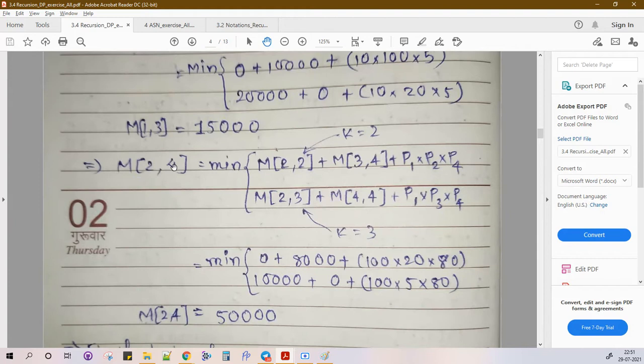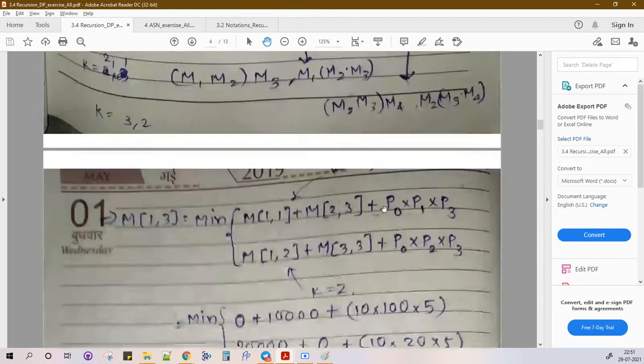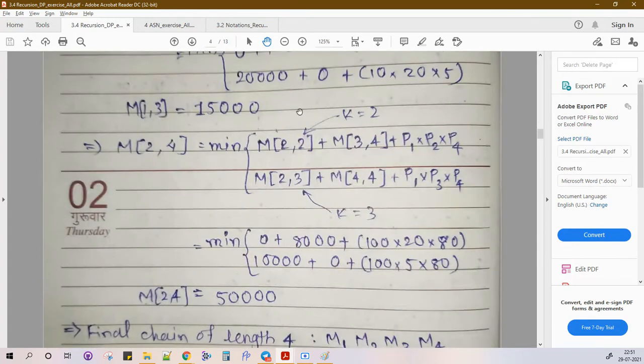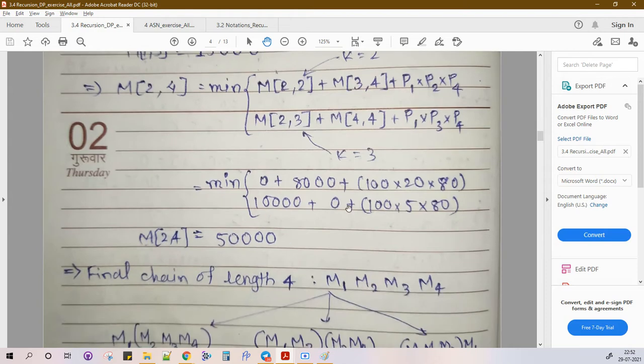Okay. Let's solve M24 now. M24 is nothing but M2, M3, M4. Similarly, I can break this in two parts. Either I can take k equal to 2 or k equal to 3. I cannot take k equal to 4. If I break at 2, it is M22 plus the rest of the element M34, and the cost of joining it, p(i minus 1) k j. Similarly, if I have k equal to 3, I have this equation. Just put in all the values and solve it.